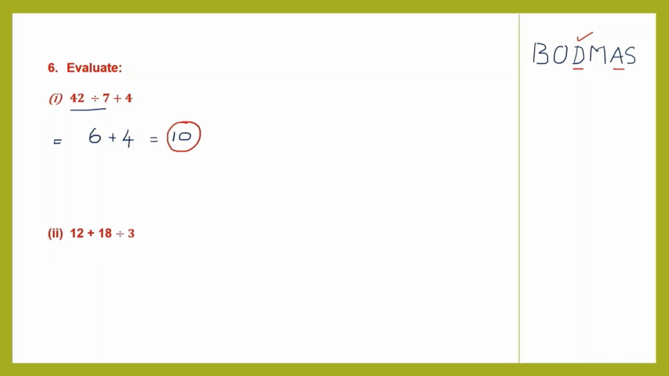Question 2. Here also we have two operations. We have addition and division. So according to BODMAS, division comes before addition. So we should do division first. So let's do that. Let's do 18 divided by 3. So the rest of it remains the same. 12 plus, now how much is 18 divided by 3? 3 sixes are 18. So 12 plus 6 is what you need to do, 18. So here this is our final answer, 18.